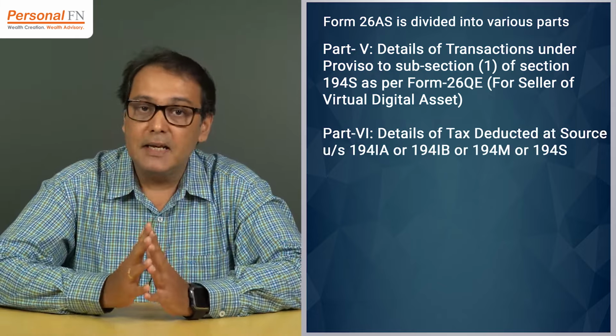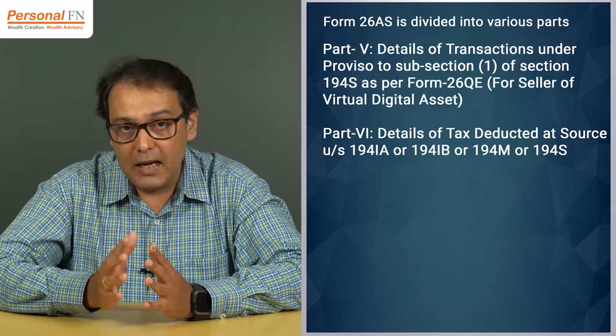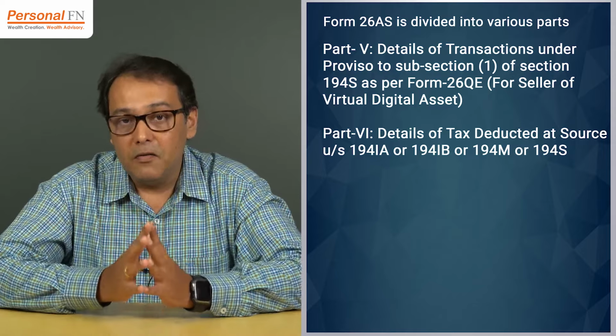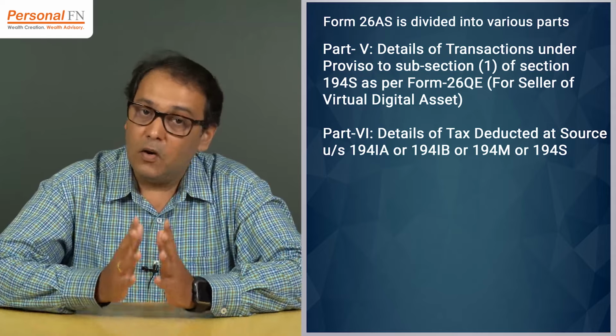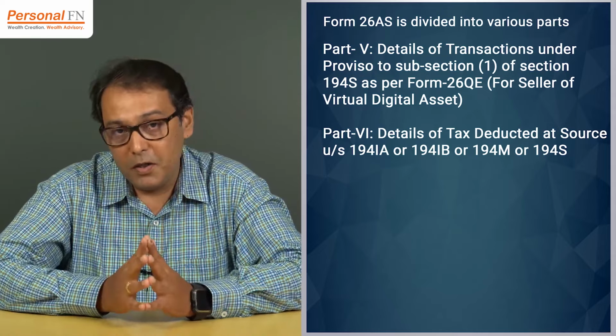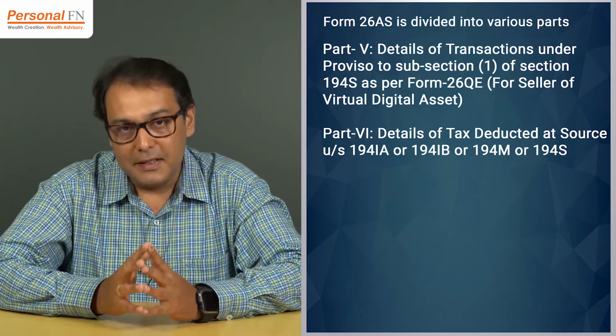Then part 6 carries the details of tax deducted at source under section 194(1)(a), that is sale of immovable property, or 194(1)(b), that is the payment of rent by certain individuals or Hindu undivided family, or 194M, that is payment to resident contractors and professionals, or 194S, that is transfer of virtual digital assets.